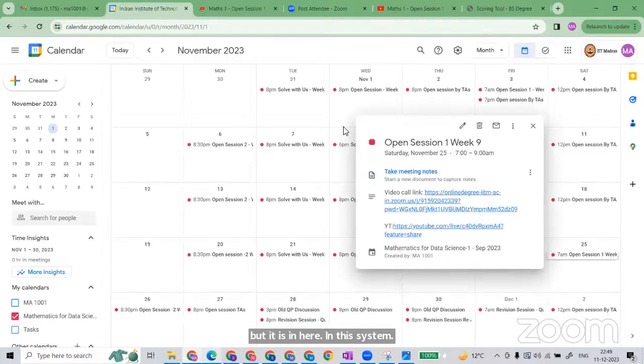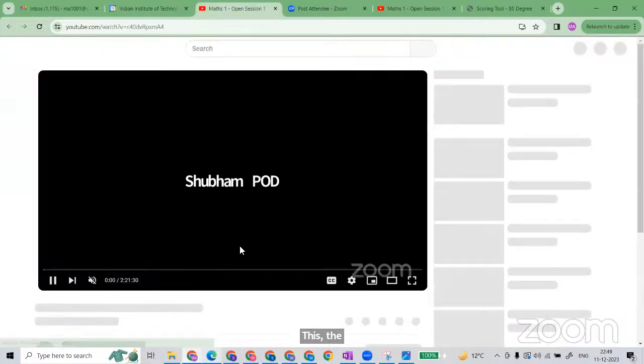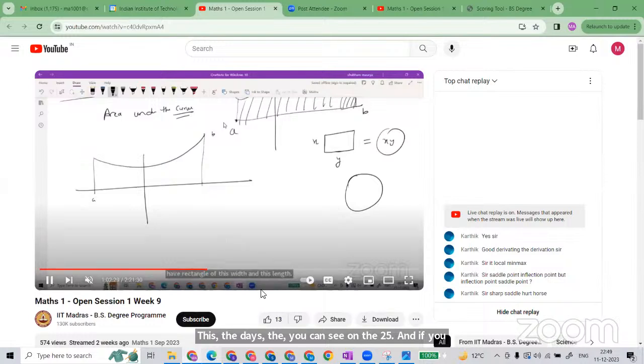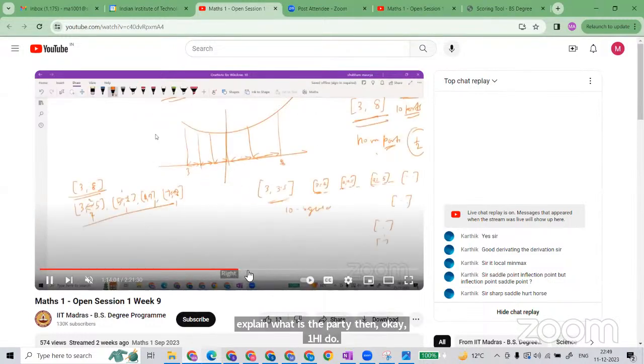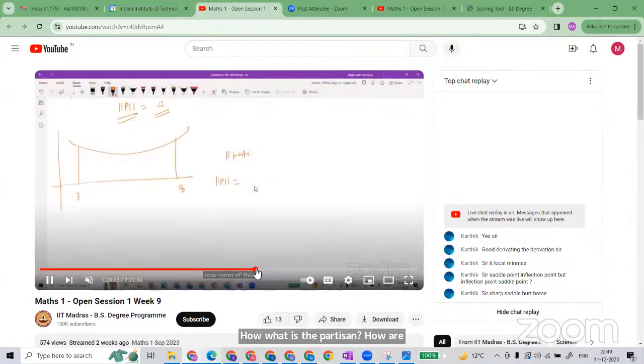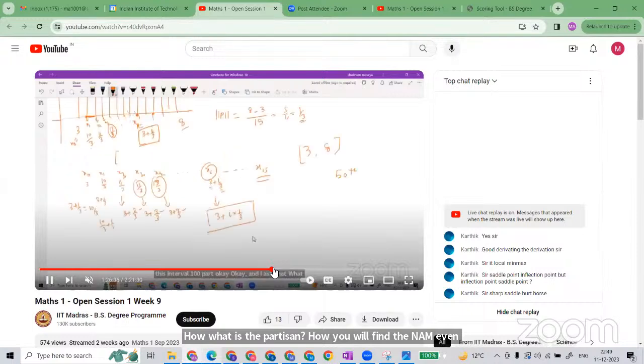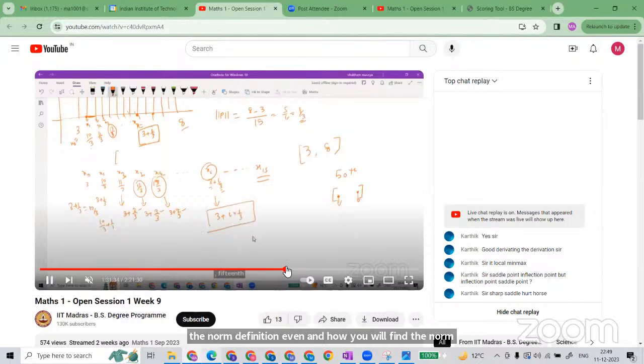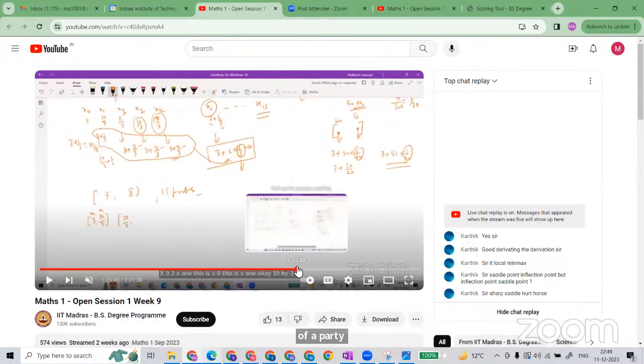The days are already there, you can see on the 25th, and I took time there and slowly explained what the partition is. I took 1 hour on what the partition is, how you will find the norm, even with an example. I discussed what the regular norm is, what the norm definition is, and how you will find the norm of a partition. I will watch that entire video.